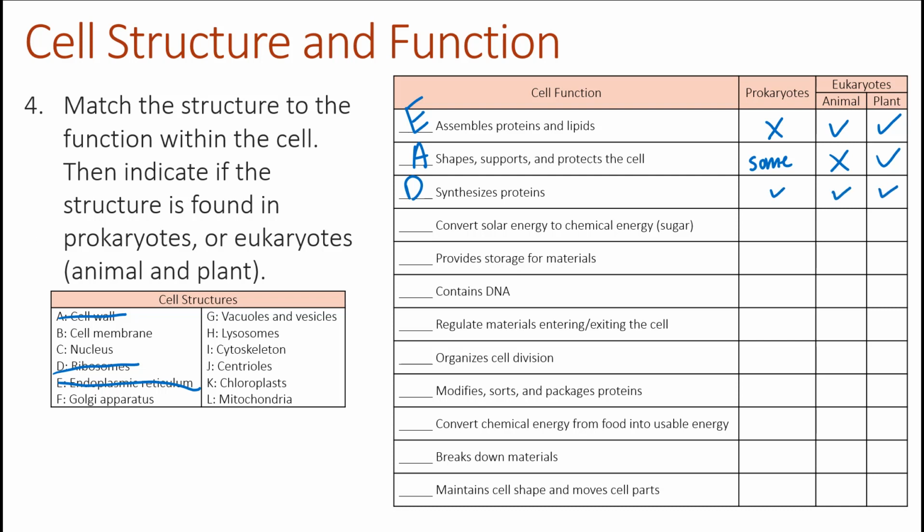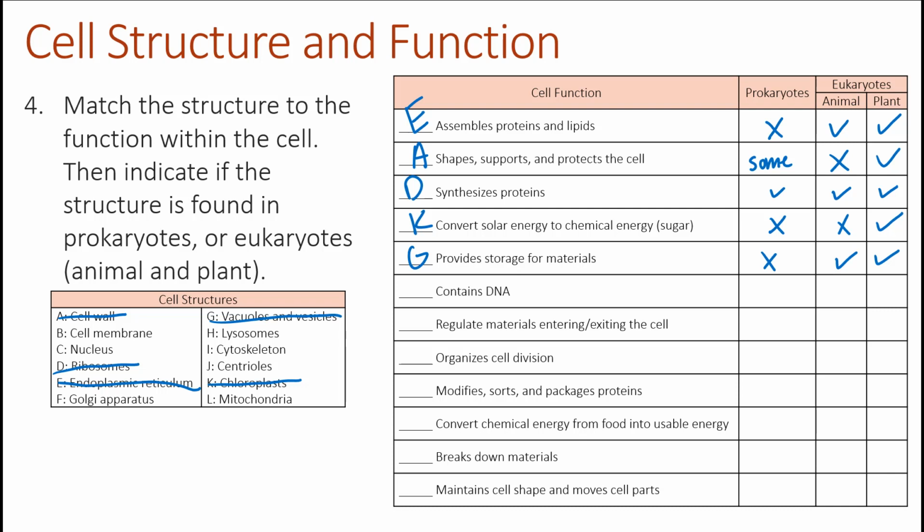Converts solar energy to chemical energy in the form of sugar. So that is going to be our chloroplasts. And chloroplasts are not found in prokaryotes, and they are found in plant cells, but not in animal cells. Storage for materials are going to be our vacuoles and vesicles, so that's G. And those are not found in prokaryotes, but they are in both plant and animal cells.